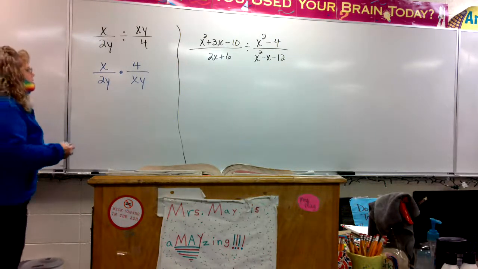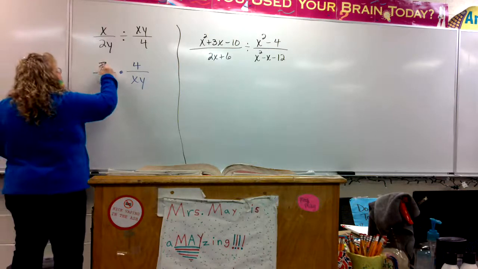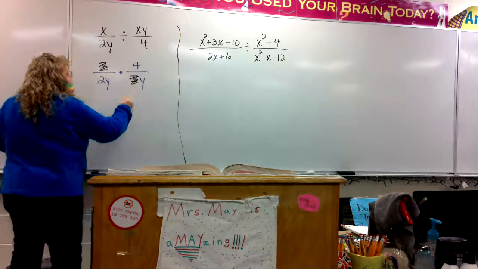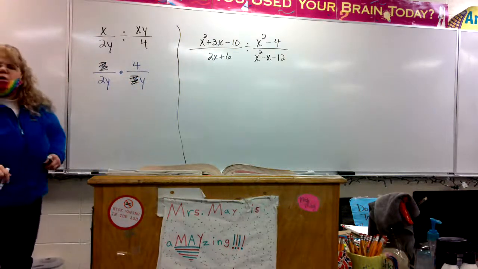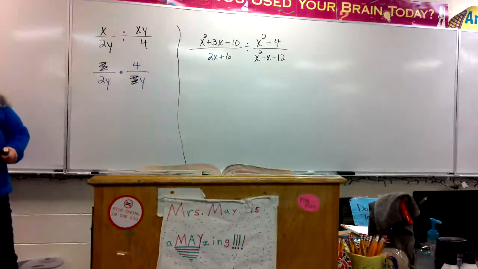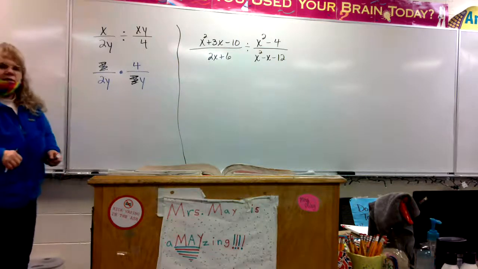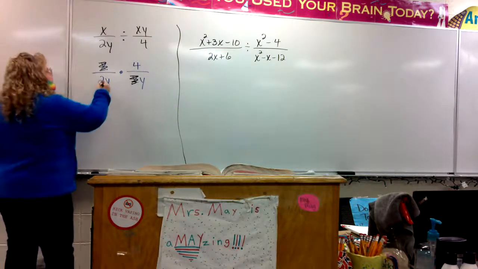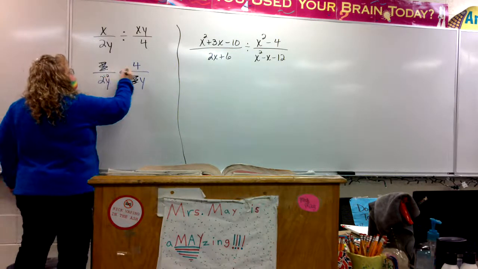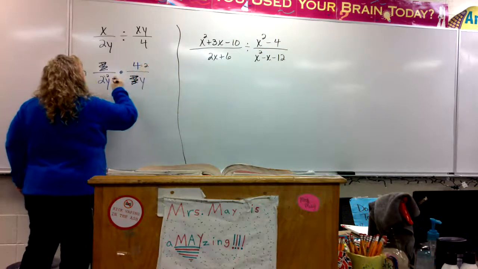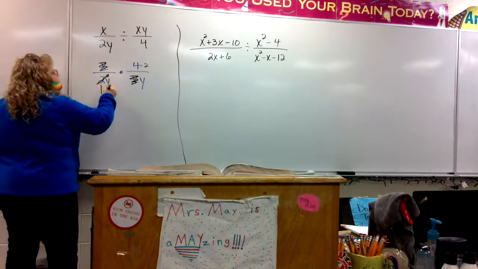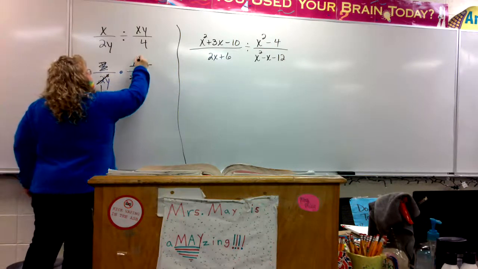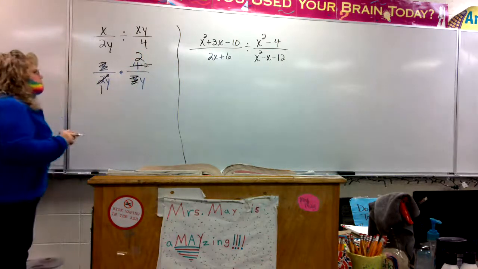You cancel. I have an x on top and an x on bottom. I can cancel those. What else could I do? 2 and 4. I can divide those both by 2. Divide by 2, divide by 2. 2 goes in there one time. 4 divided by 2 is 2.